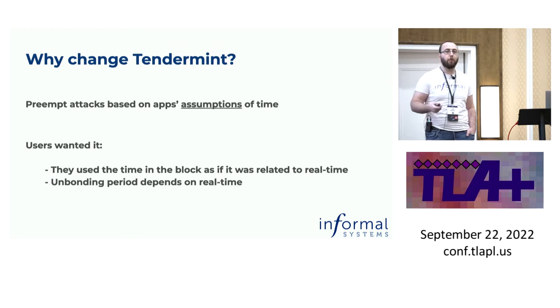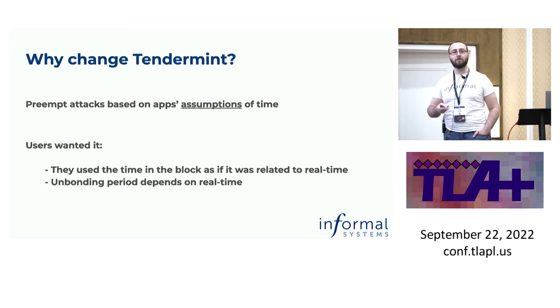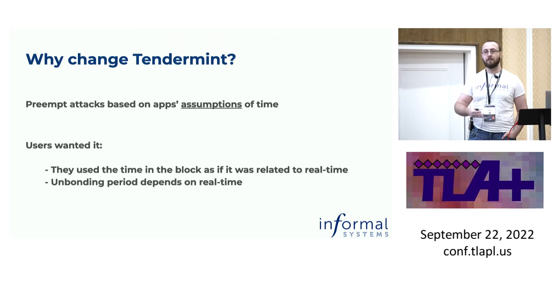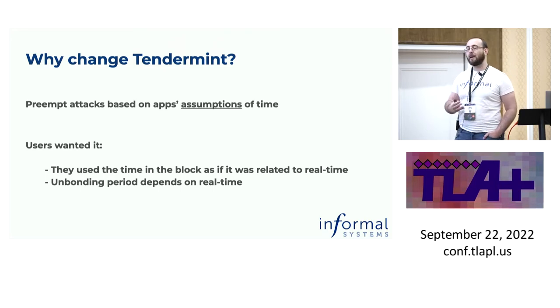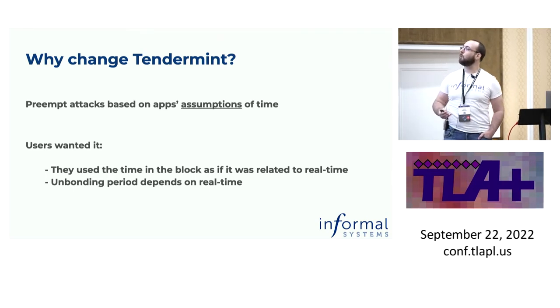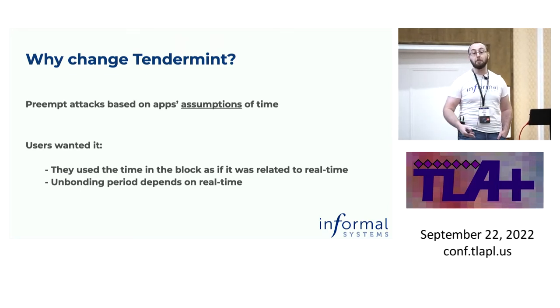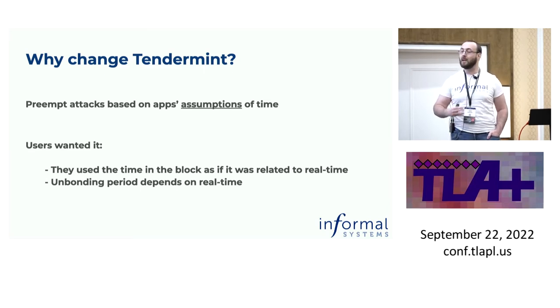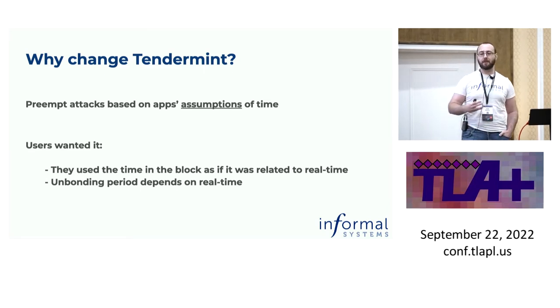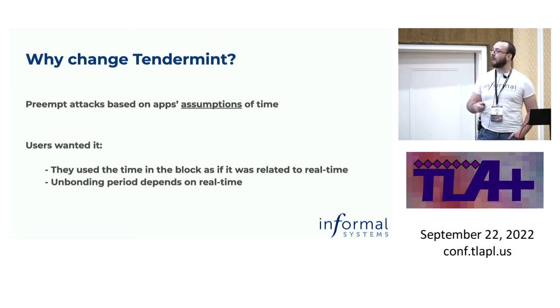And why, first of all, before we talk about how, are you trying to do this in the first place? Well, the reason is that this time, like I said, is part of the block, and people write applications that read this time value from the block. These applications make an assumption of what this value means, or they may do so. So we preemptively want to avoid any sort of attack that would be based on applications' assumptions of what time means. Because this time value can be anything, and any faulty process can manipulate it to its advantage however it likes.